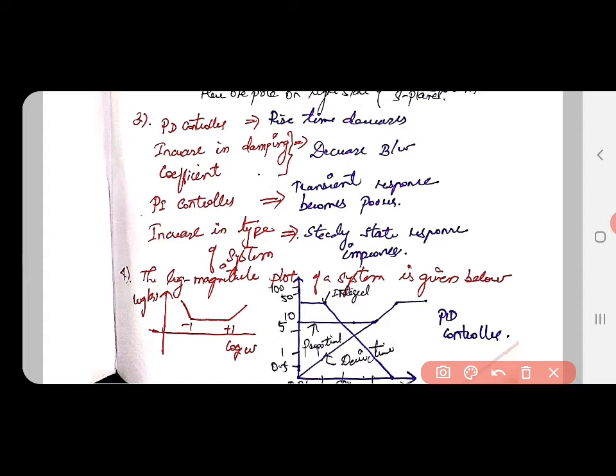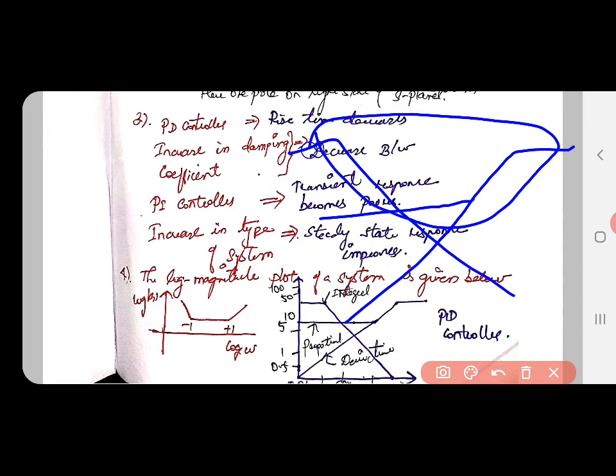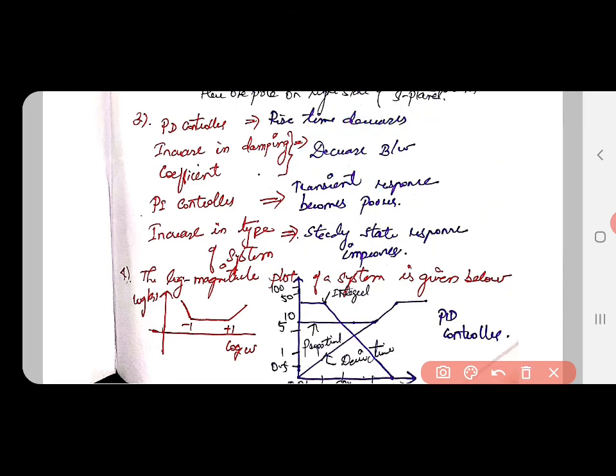Actually for a proportional controller it will be like this, and for integral it will be somewhat like this, and for derivative it will be increasing and then constant. In the question they have given this only. This part is nothing but a combination of all three controllers: proportional, integral and derivative. So this controller is a proportional integral derivative controller, PID controller.